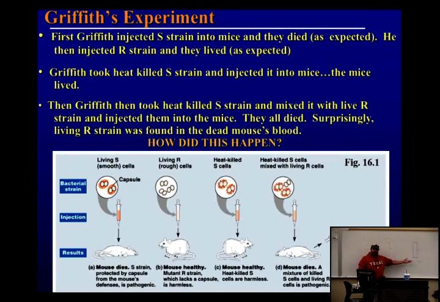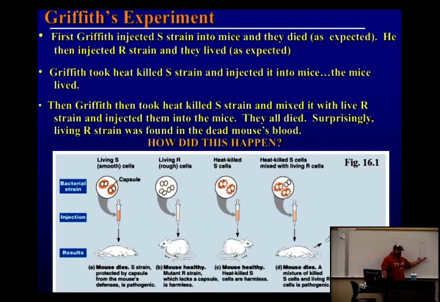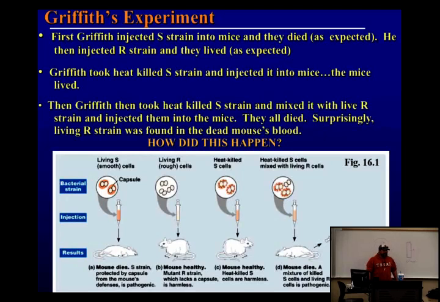They died. Why would you think that? If you're going to make a hypothesis, you inject the dead one into mice, what happens? They live. This live one, you inject it into mice, what happens? They live. You mix them together, inject it into mice, what should they do? They should live, right? But they didn't, they died. So why? There's some possibilities, right?